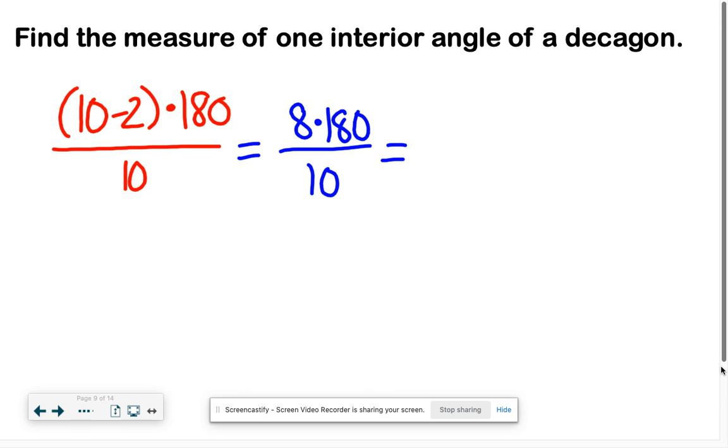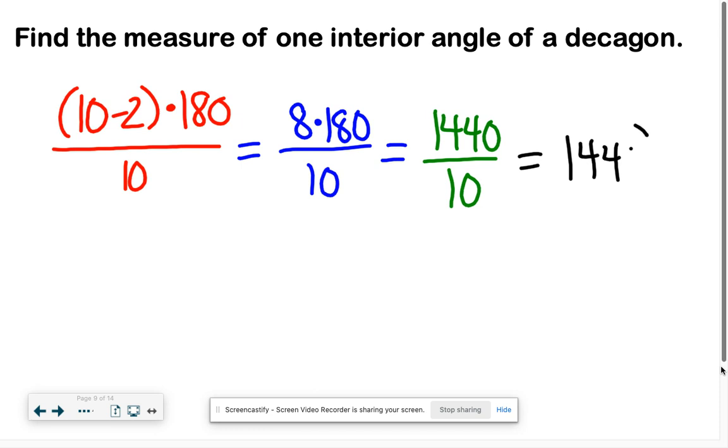Someone might have to refresh. No, it's 8 times 180. 1,440. Okay, 1,440 divided by 10. 144? Woo! 144. That kind of makes sense.